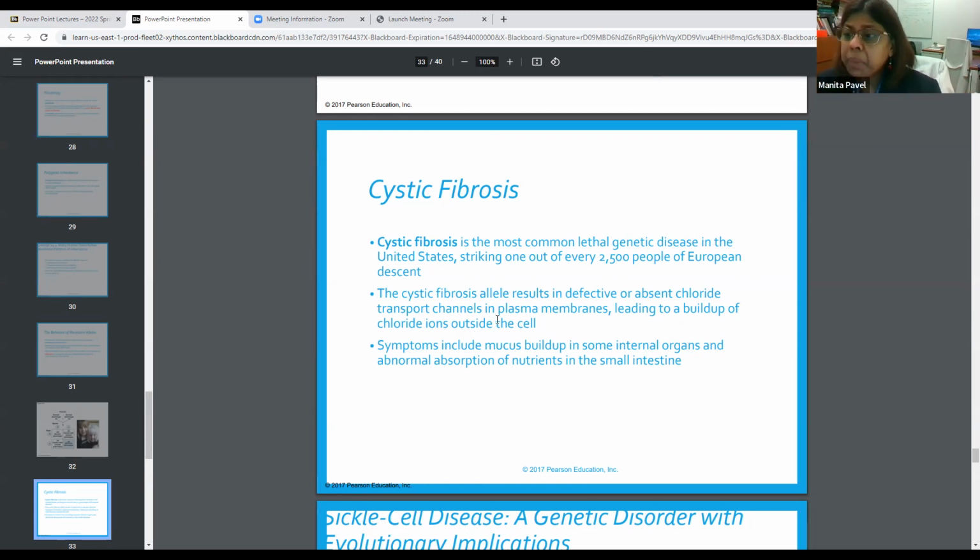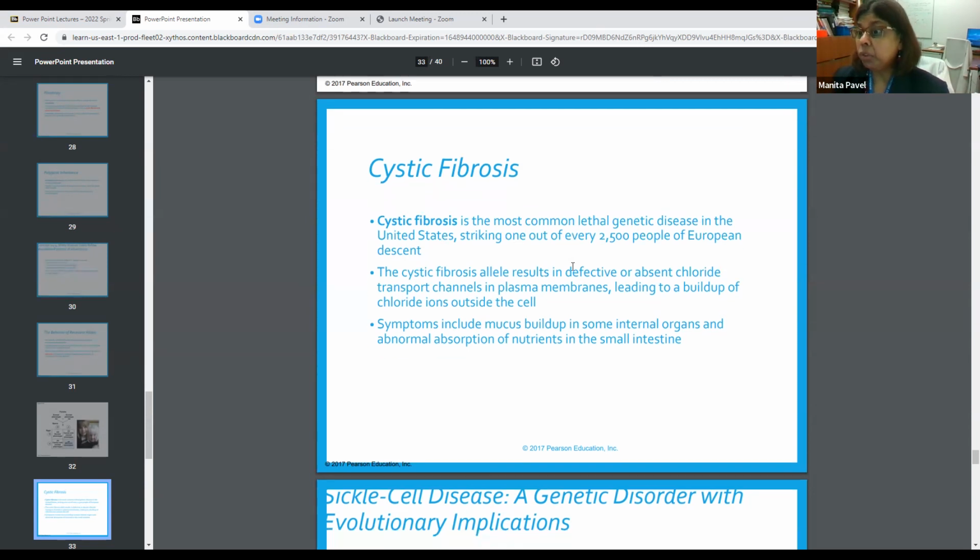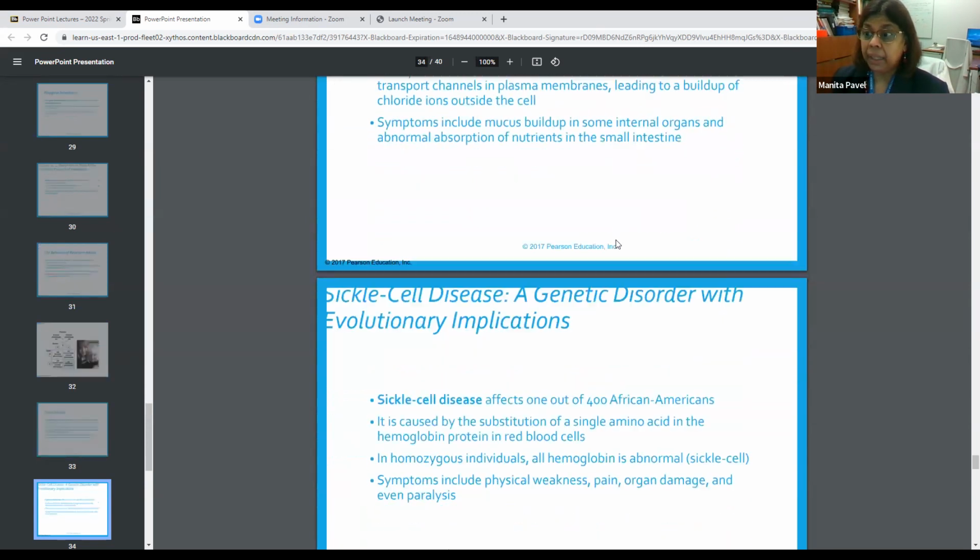Therefore, what are the symptoms these individuals will suffer from? There will be a lot of mucus buildup in the internal organs and abnormal absorption of nutrients in the small intestine. And this is a lethal genetic disease, meaning these individuals will ultimately die.